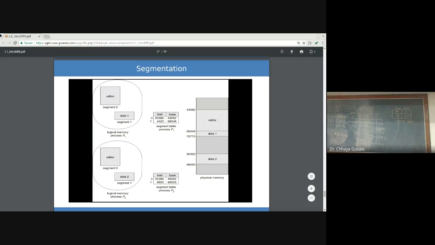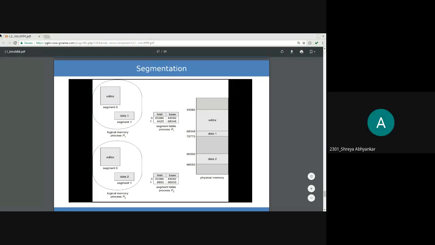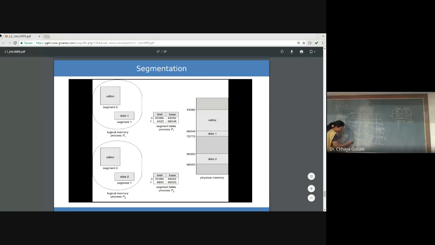Now for P1, we have two segments, 100K and 50K. Suppose we are referring to this address at the location, say 40. Ma'am, the board is not visible. This is my P1, which is divided into 100K and 50K two segments.